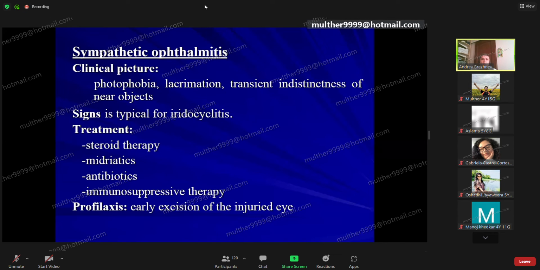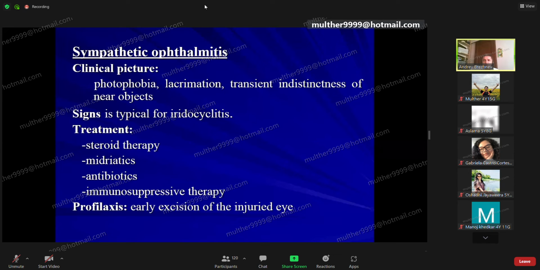Clinical picture. The injured eye is called exciting, and the fellow eye, which also develops uveitis, is called sympathizing or sound eye. The sympathizing eye is usually involved 4-8 weeks after injury in the other eye. The early symptoms of sympathetic ophthalmitis are sensitivity to light, photophobia, lacrimation, sometimes rather mild, transient indistinctness of near objects, the so-called weakness of accommodation.